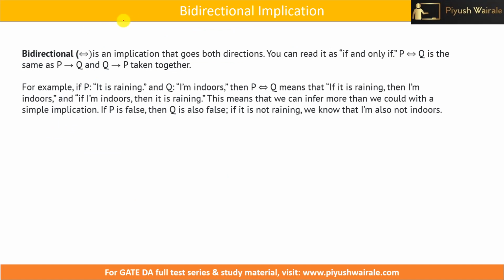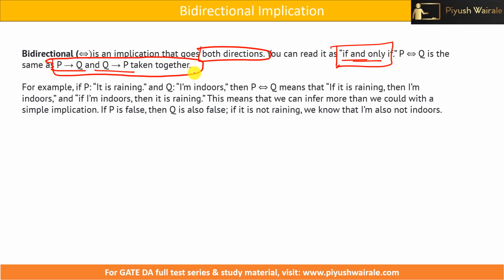So what is bi-directional implication? It is an implication that goes both directions. You can read it as "if and only if", so that is P if and only if Q. It's the same as P implies Q and Q implies P taken together. This is also a very important point to note. P bi-directional implication is basically P implies Q and Q implies P.